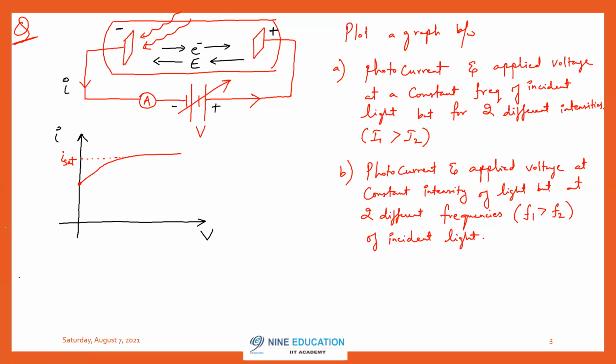Now, if you want to produce this line back, what do you mean by producing this line back? That means potential is becoming negative and the polarity is reversed. This is positively charged and this is negatively charged. At that time, if you produce this line back, at some voltage, current will be 0. At this particular voltage, current will be 0. I can call it minus V0. What is this voltage called? Tell me. Stopping potential.